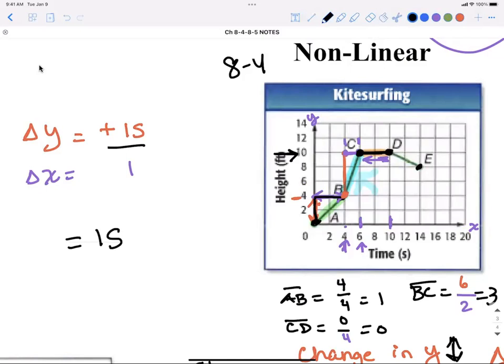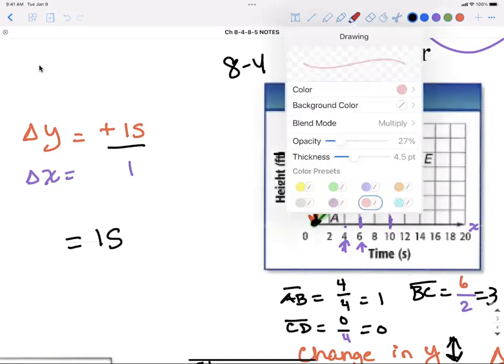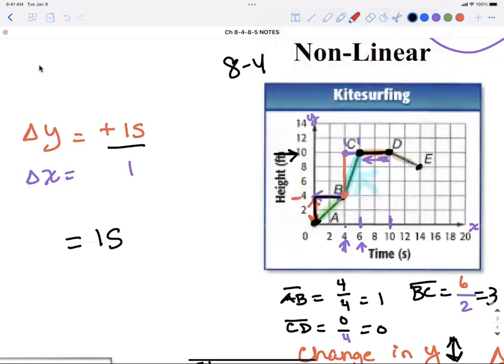And then last but not least, let's look at the slope of this D to E. Okay, D to E. We're going to look at that last one. So if we look at the slope of D to E, what do we notice about the section D to E that's different? I mentioned earlier, it goes down. And so I'll show you what happens with your slope when we go down.